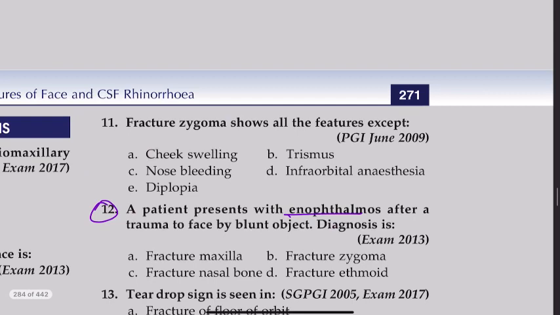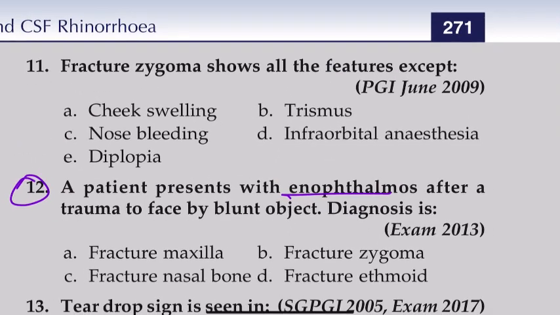The next question is, the fracture zygoma shows all of the following except: cheek swelling, trismus, nose bleeding? It will show trismus. It will show intraorbital anesthesia, diplopia, but it will not show cheek swelling and nose bleeding, right? Cheek swelling and nose bleeding will not show.